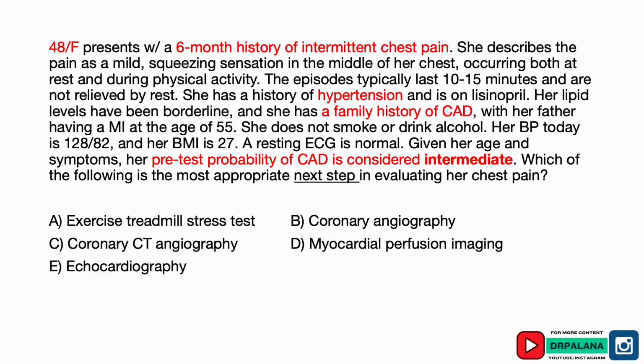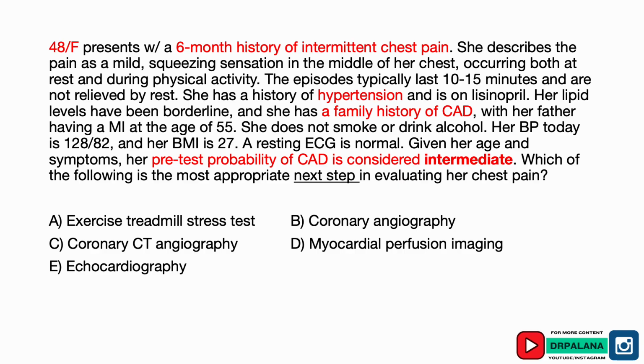A 48-year-old female presents with a 6-month history of intermittent chest pain. She describes the pain as a mild squeezing sensation in the middle of her chest, occurring both at rest and during physical activity. The episodes typically last 10 to 15 minutes and are not relieved by rest. She has a history of hypertension and is on lisinopril. Her lipid levels are borderline, and she has a family history of CAD, with her father having an MI at the age of 55. She doesn't smoke or drink alcohol. Her blood pressure today is 128 over 82, and her BMI is 27. A resting ECG is normal. Given her age and symptoms, her pretest probability of CAD is considered intermediate.